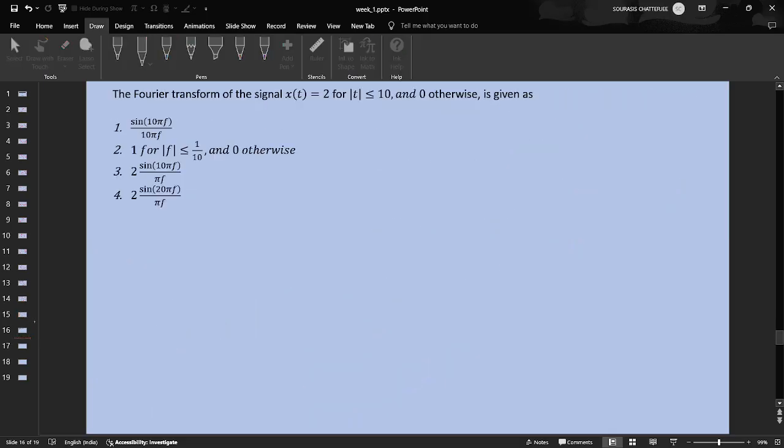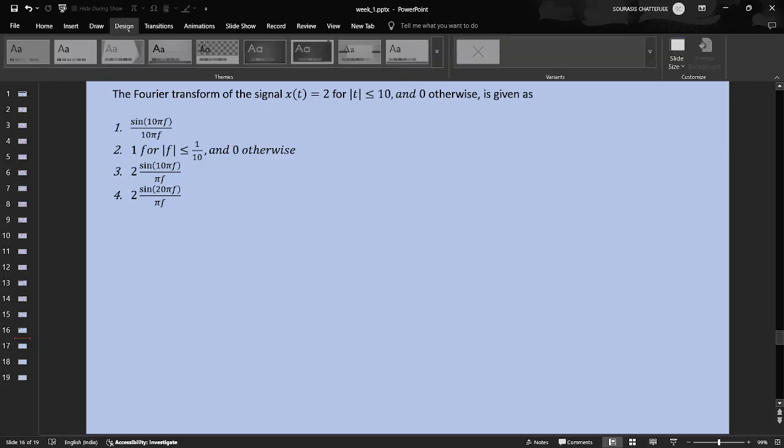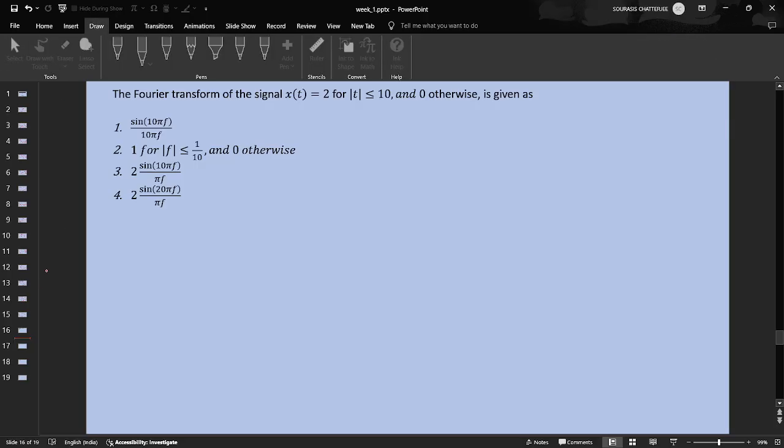So let us move to our next question. It asks for the Fourier transform of the signal x(t) equal to 2 for absolute t less than or equal to 10 and 0 otherwise. So this is a pulse kind of signal in the time domain. Let me draw the geometric representation for that.